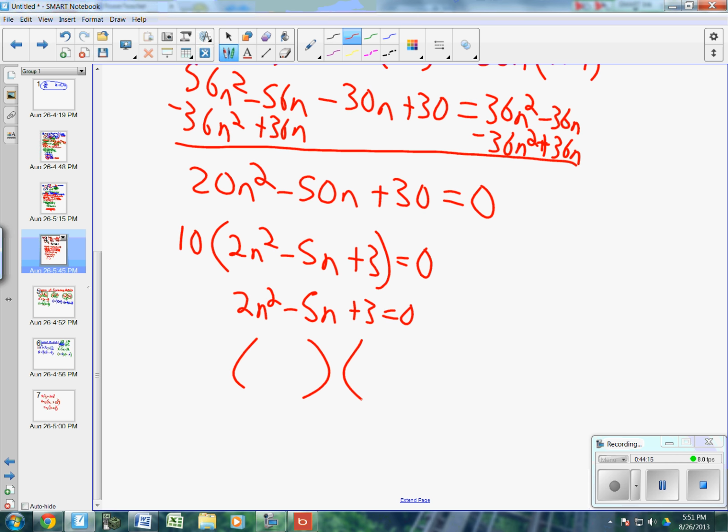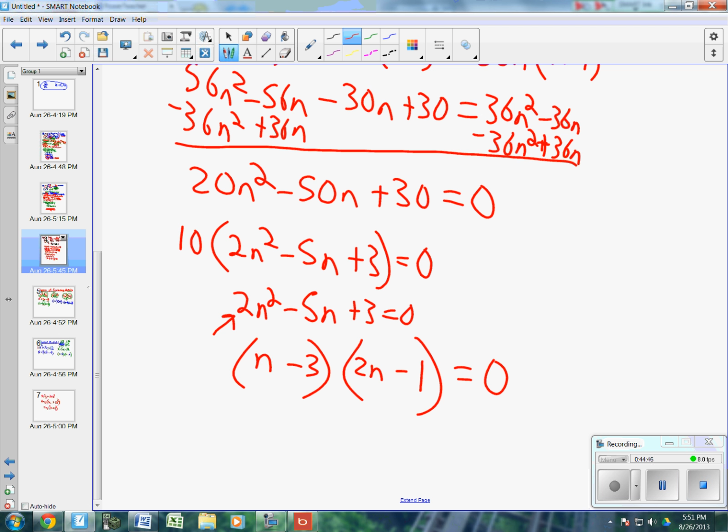This will factor. Okay, I know that I'm going to have a negative 3 and a negative 1. Negative 1 times negative 3 is a positive 3, which will get me that one over there. I know that 1 times 2 is 2, so one's got to be 1n, and the other one's got to be 2n. I know that the 2n's going to go over here, and I'll show you that in a second.